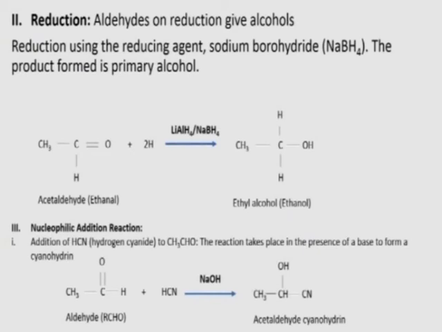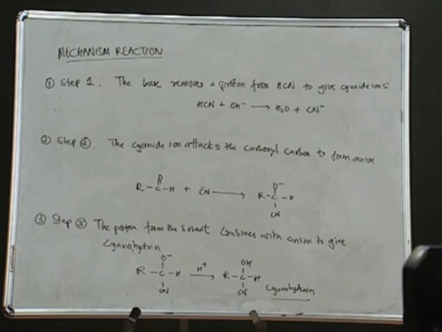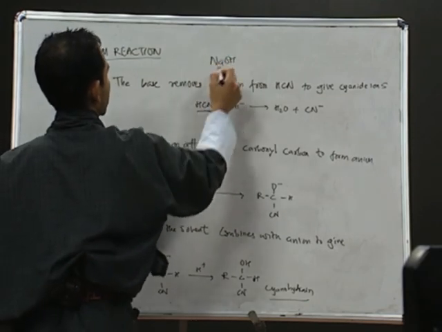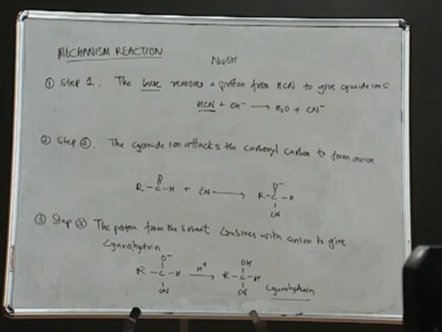And in this reaction, the aldehyde, when it reacts with hydrogen cyanide in presence of a strong base, which is sodium hydroxide, or it can even be potassium hydroxide, forms cyanohydrin. For this one, you have a three-step mechanism. In the first step, the base removes a proton from hydrogen cyanide to give cyanide ion. So this is hydrogen cyanide. The base, we have seen, is sodium hydroxide. So the base which is present will remove the proton from hydrogen cyanide and form a cyanide ion.